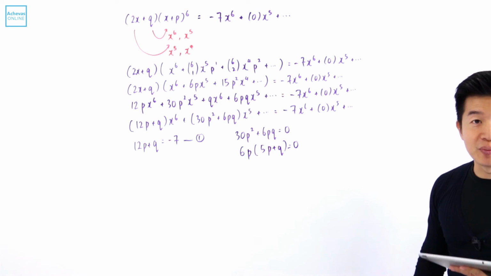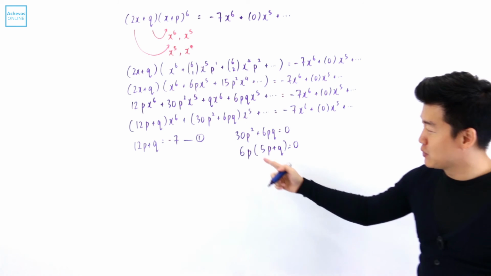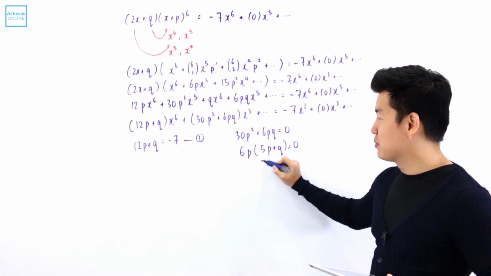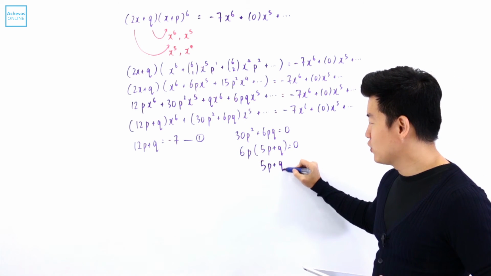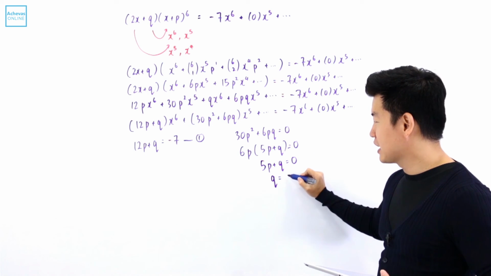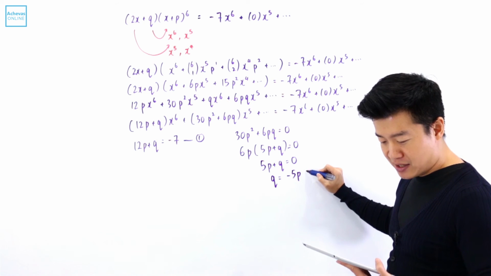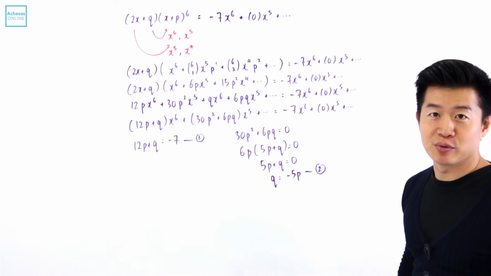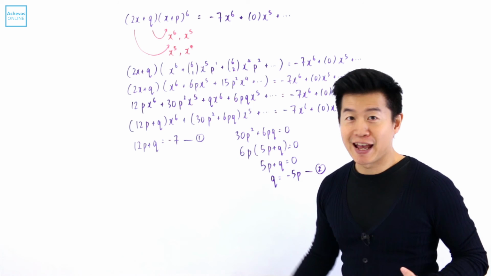And p should not be equal to 0. That is what the question says, which means that this cannot be 0. This implies that 5p plus q is going to be the one that is 0, and q can be expressed as minus 5p. This, I'm going to call it equation number 2. I have two equations.